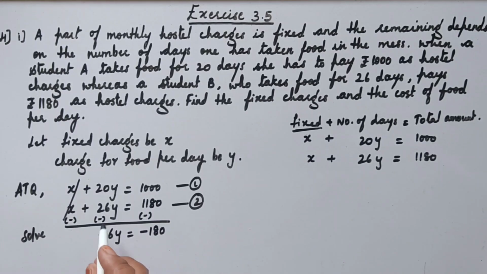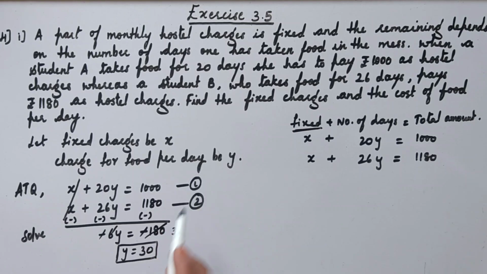Is that clear, students? Now I'm going to cancel minus on either side, and 6 ones are 6, 3 sixes are 18, and 0. I got y equal to 30. Is that clear? So I got the cost per day is 30 rupees.